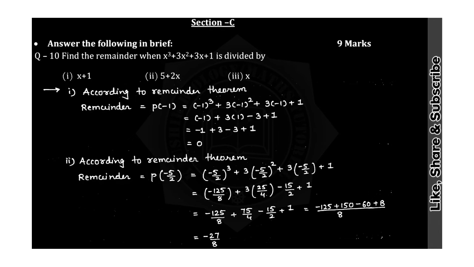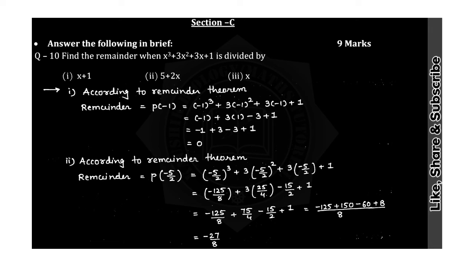Question number 10. Find the remainder when x cube plus 3x square plus 3x plus 1 is divided by three linear polynomials. First we have to divide by x plus 1, then by 5 plus 2x, and then by x, and each time we have to find the remainder. So here also we have to use the remainder theorem.